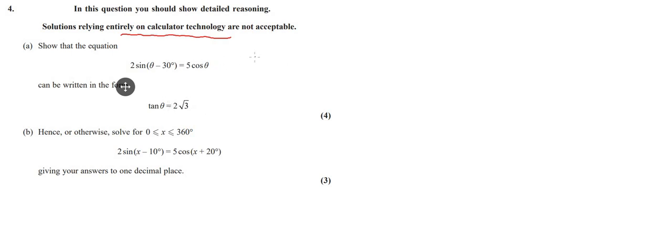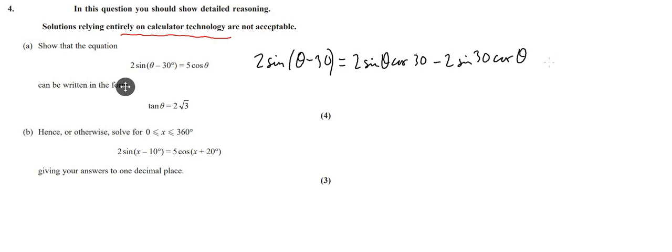So straight away, if I've got 2 sin(theta - 30), I know I'm using the addition formula. If I write that up, that's going to be 2 sin theta cos 30, and I'm going to subtract 2 sin 30 cos theta. Then we make that equal to 5 cos theta. That's basically getting me my first mark.